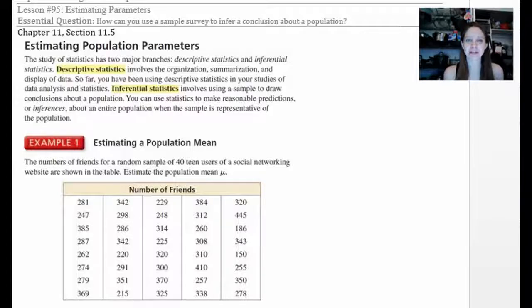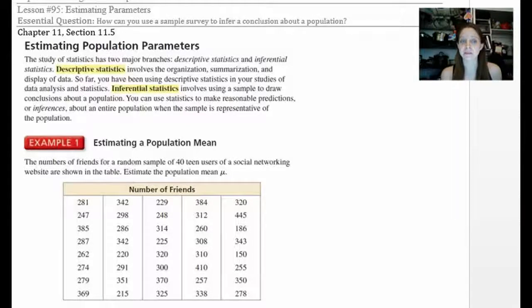Estimating population parameters. The study of statistics has two major branches, descriptive statistics and inferential statistics. Descriptive statistics involves the organization, summarization, and display of data. So far, you have been using descriptive statistics in your studies of data analysis and statistics. Inferential statistics involves using a sample to draw conclusions about a population. You can use statistics to make more reasonable predictions or inferences about an entire population when the sample is representative of the population.